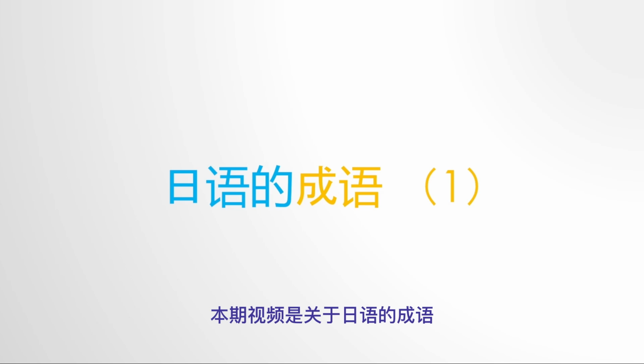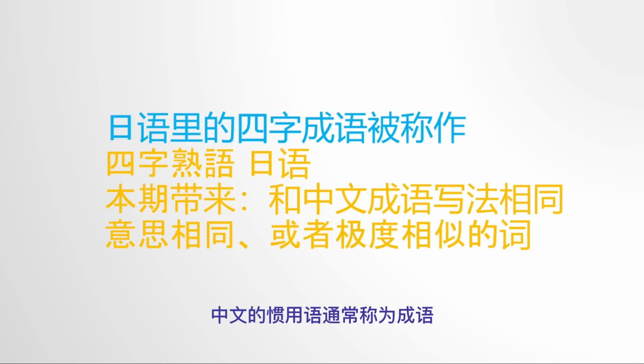Today's episode is about Japanese idioms. This is episode 1 in a series of 3. The name for idiom in Chinese is 成语. The name for idiom in Japanese is 四字熟語.